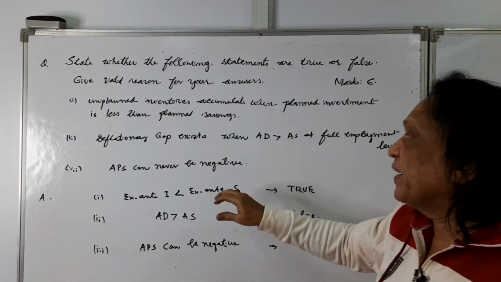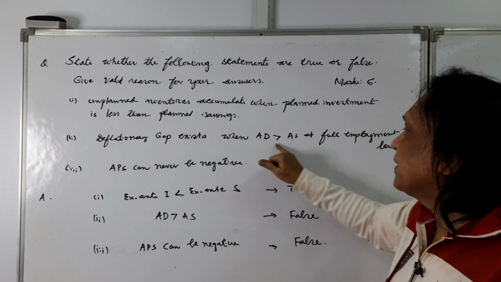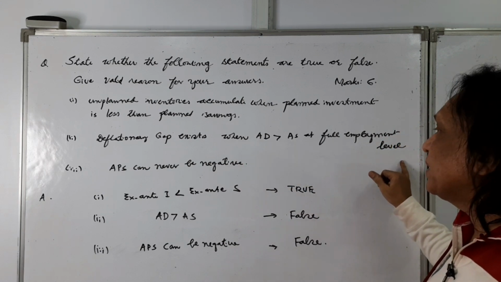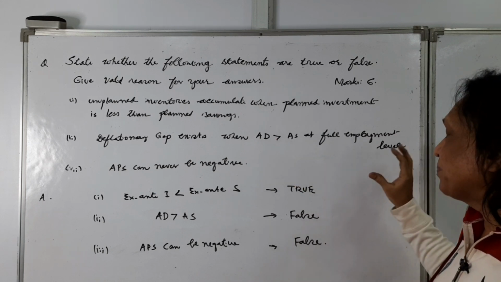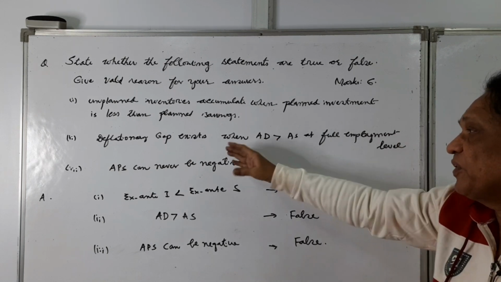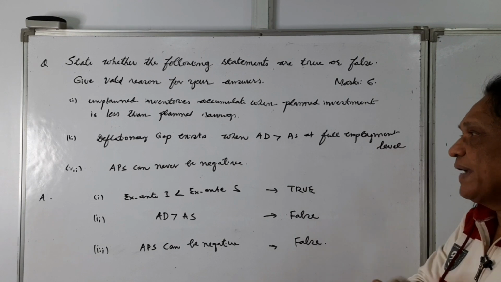So what you're supposed to write: a deflationary gap exists when aggregate demand is greater than aggregate supply at full employment. You write this statement is false because if aggregate demand is greater than supply at full employment level, it leads to inflationary gap, not deflationary gap.